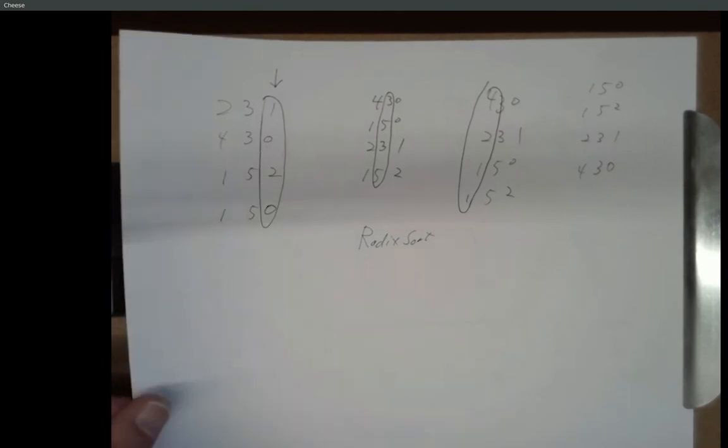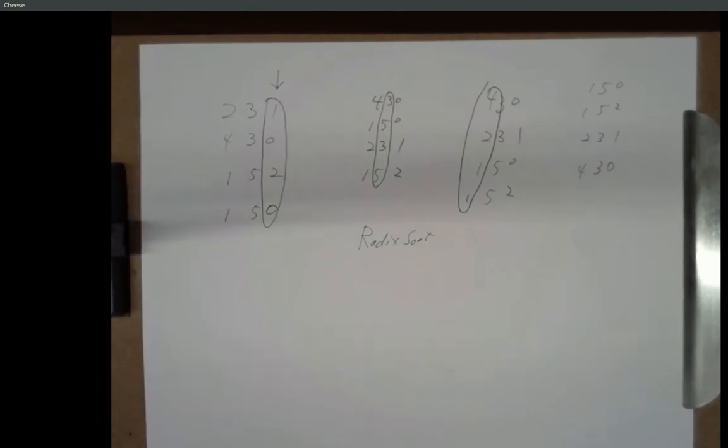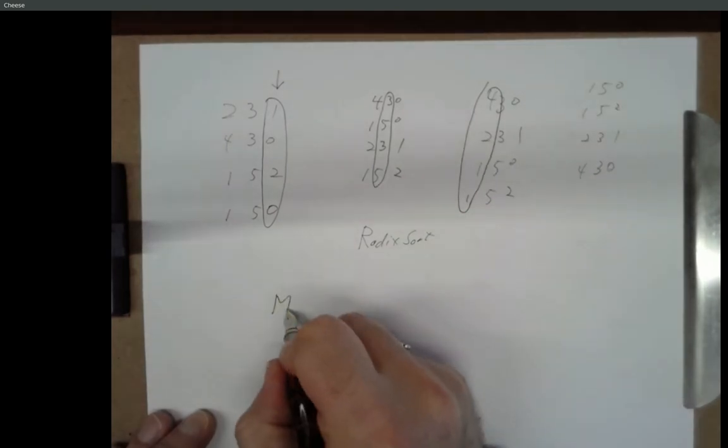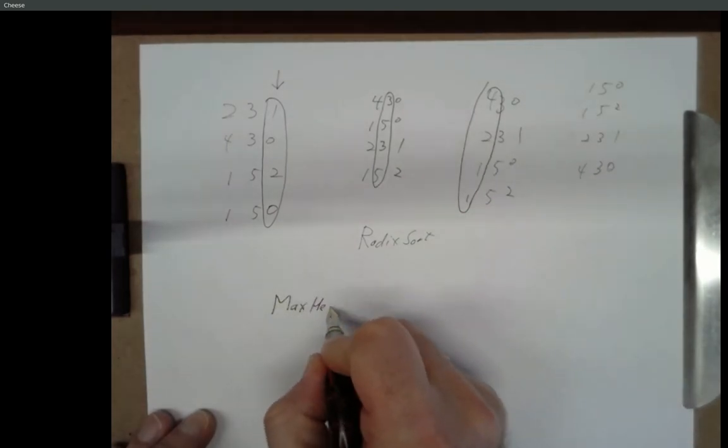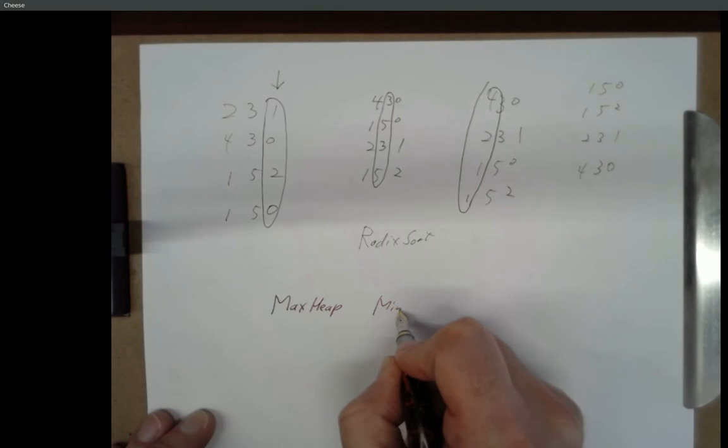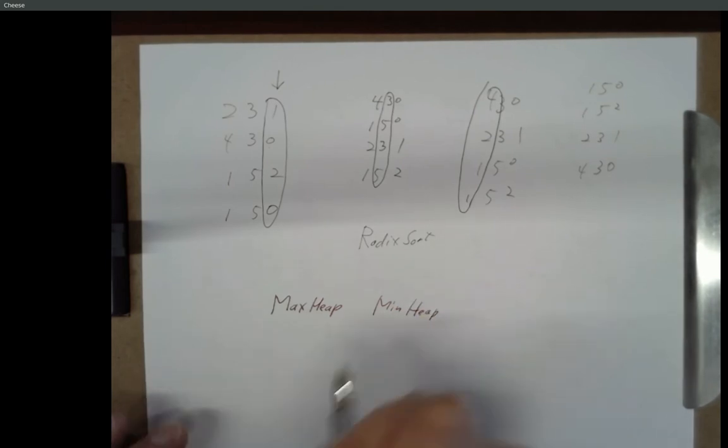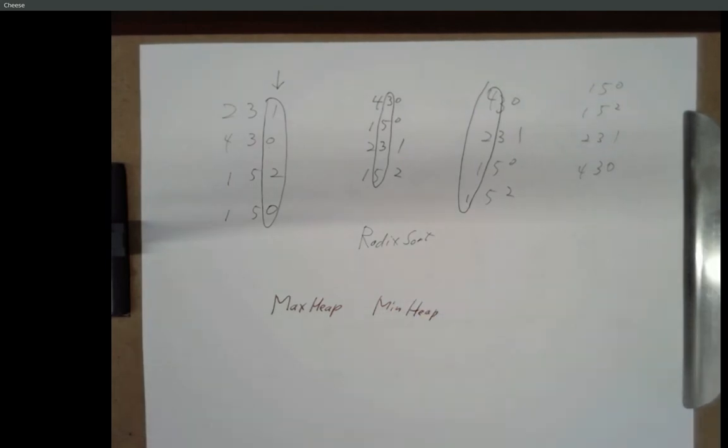All right, so let's talk about heaps. We've always got two types: a max heap and a min heap. And they function identically with one difference. In a max heap, the largest thing is always at the top. In a min heap, the smallest thing is always at the top.